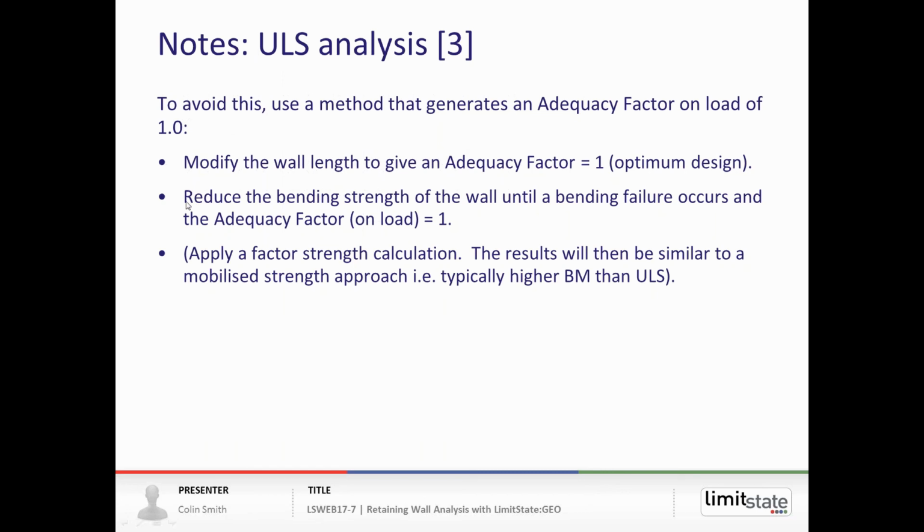You can also, taking the full power of the software, reduce the bending strength of the wall, as I illustrated, till we get a bending failure and the adequacy factor comes down to 1. And then that gives you actually an indication of the bending strength required to avoid an ultimate limit state.